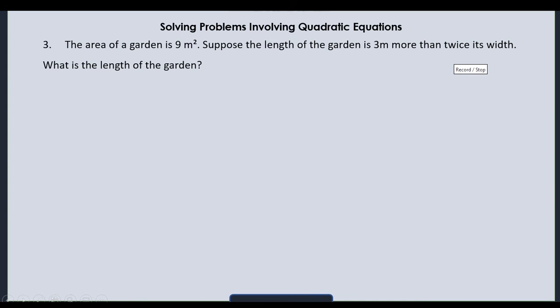Solving problems involving quadratic equations. Number 3. The area of a garden is 9 square meters. Suppose the length of the garden is 3 meters more than twice its width. What is the length of the garden?